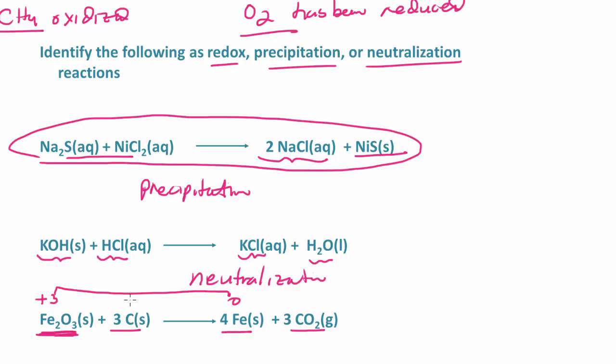The carbon here in its elemental state is 0. And here, the carbon is a +4. We've gone from 0 to +4, an increase in charge. The carbon has been oxidized. In this case, our iron 3 oxide has been reduced. So the iron 3 oxide acts as an oxidizing agent, and the carbon acts as the reducing agent.